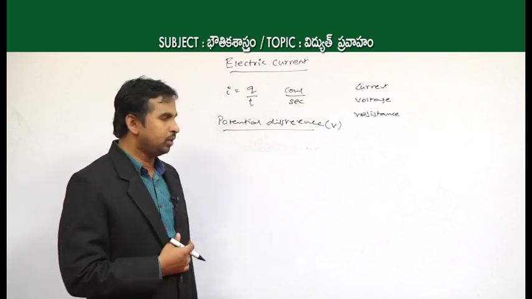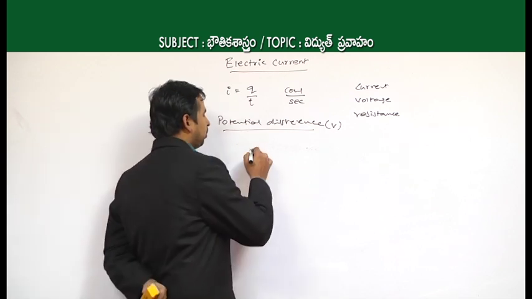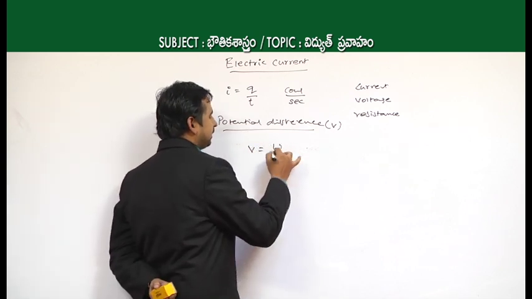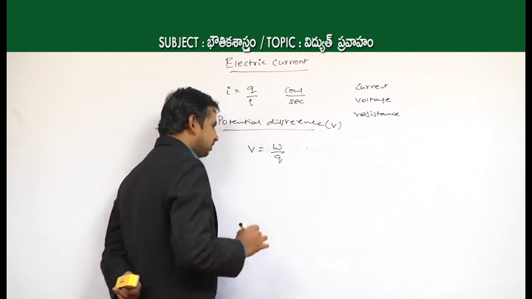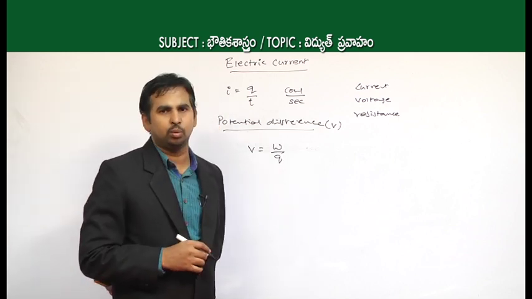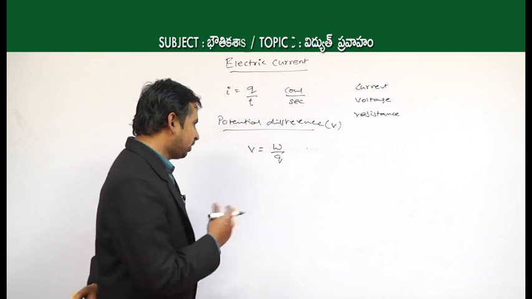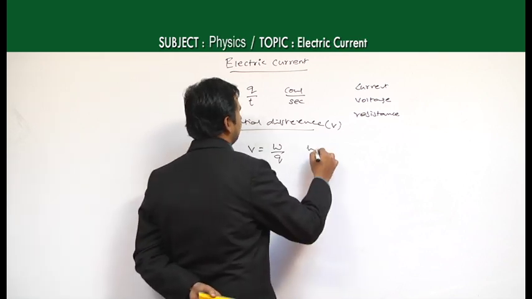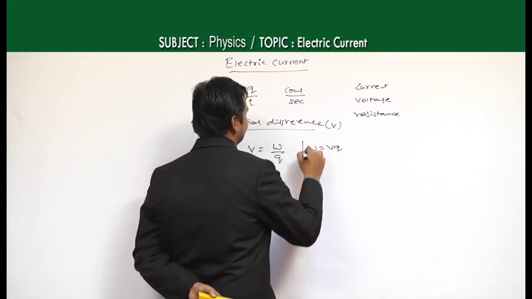Now V is nothing but the work done on unit charge, which is V is equal to W by Q. From this you can also write W is equal to VQ.